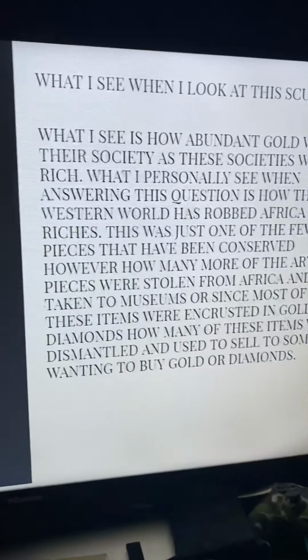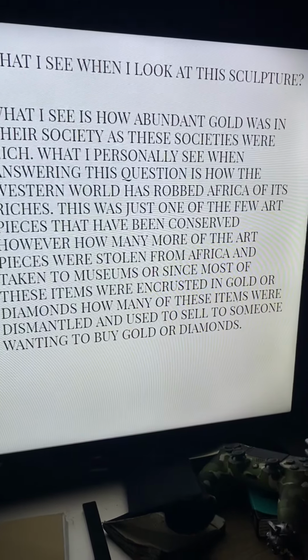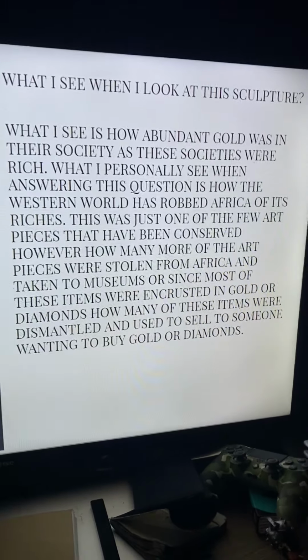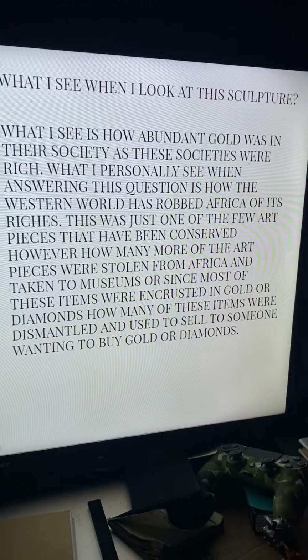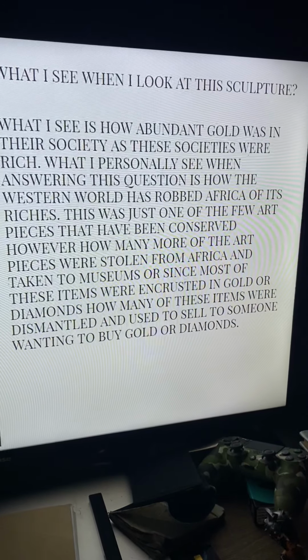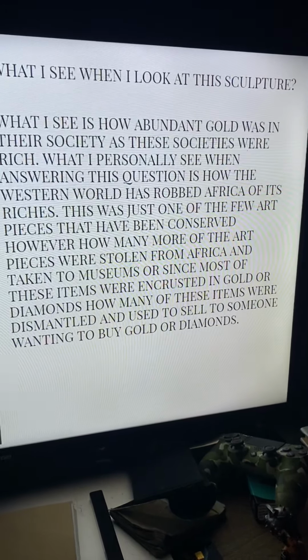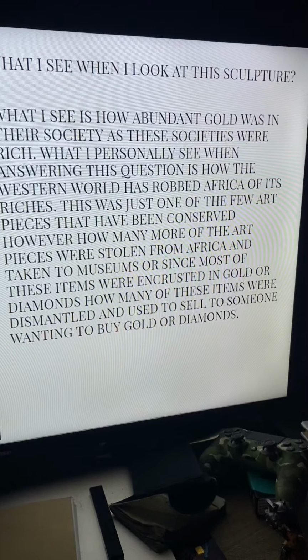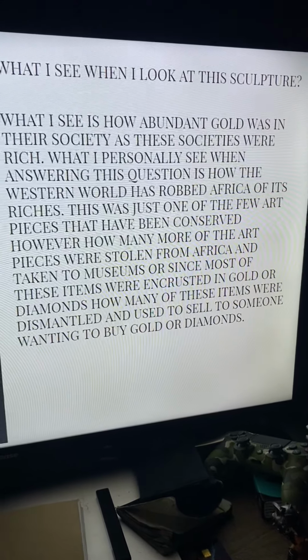So another question that was in the discussion post is what I see when I look at the sculpture. What I see is how abundant gold was in their society, as these societies were rich. What I personally see when answering this question is how the Western world has robbed Africa of its riches. This is just one of the few art pieces that have been conserved.